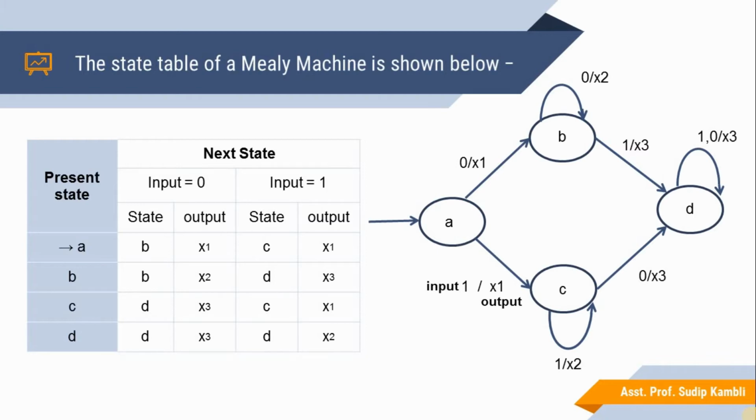The next state is C. On scanning input symbol 0 it goes to state D and the output is x3, and C on scanning 1 goes to the same state C and the output is x1. And the last one is state D. On scanning input 0 it goes to D and the output is x3, and D on scanning input 1 goes to the same state D and the output is x2.